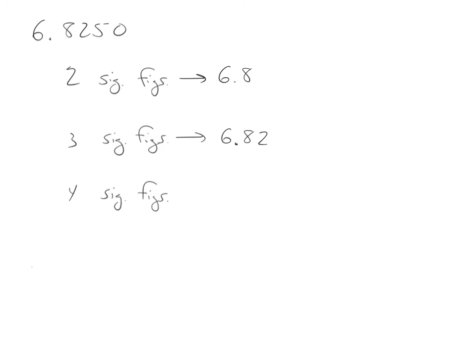And finally, for 4 significant figures. For 4 significant figures, leftmost non-zero, that's 6. Now I count over to 4. I want to round on the 1000th place. Everything after it controls how it rounds. That's 0. That controls how we round the 5. That rounds the 5 down, leaves it the same. So 6.825 is our answer rounded so that it has 4 significant figures.